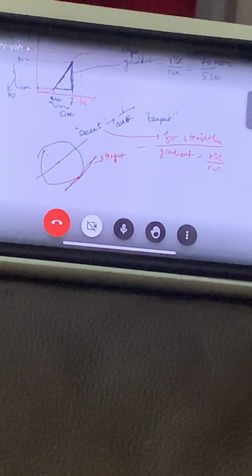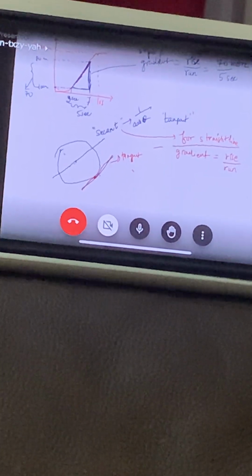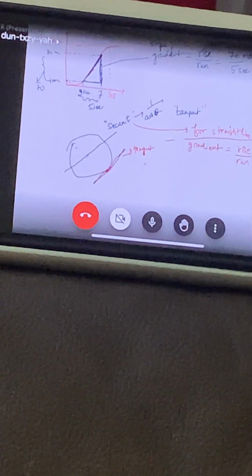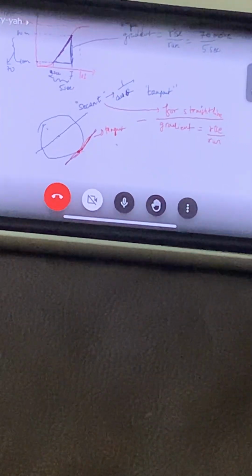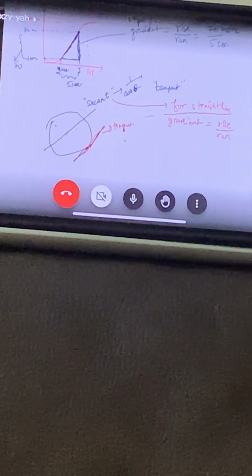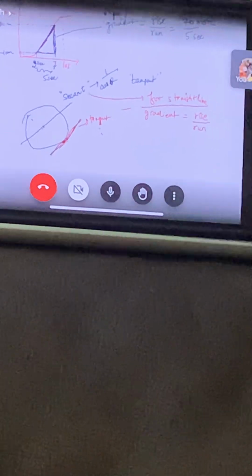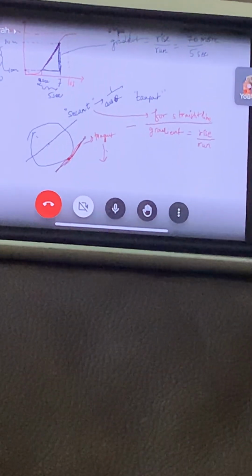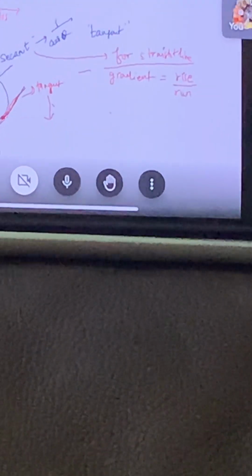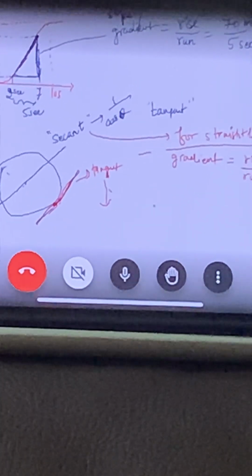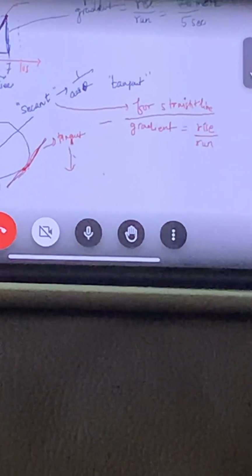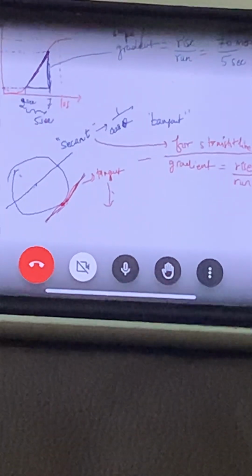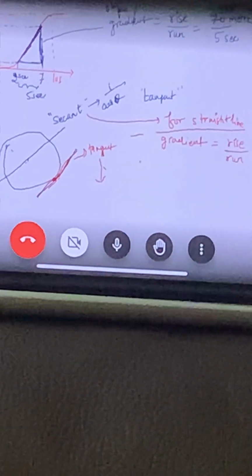But the same thing for the tangent line. Tangent means that it is touching, right? It is only touching at a particular point. In that case, you don't go for the rise over run. Instead, you can go for the same rise over run, but here I have to put some constraint. What is the constraint? How do you make this tangent into a secant?